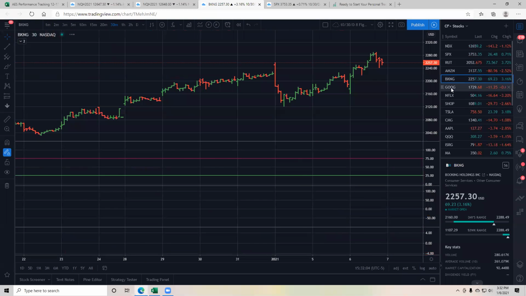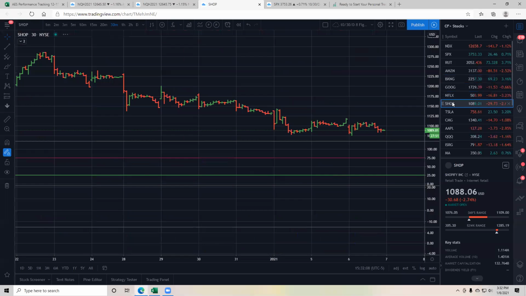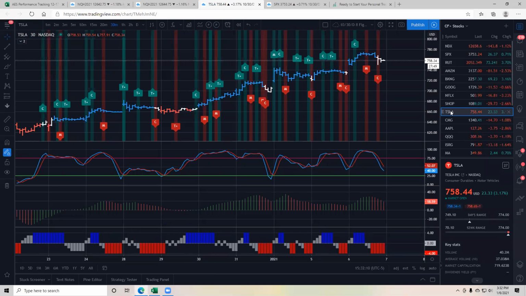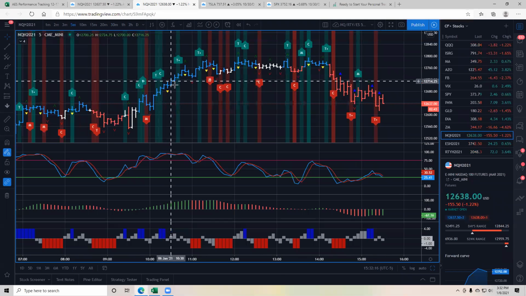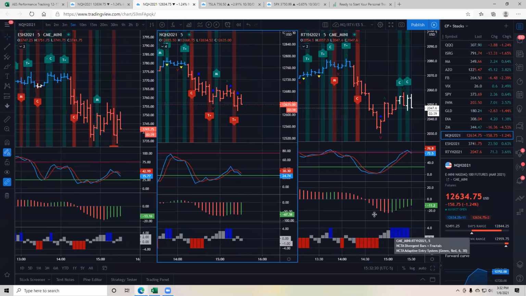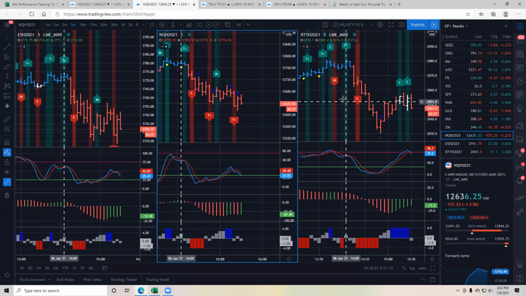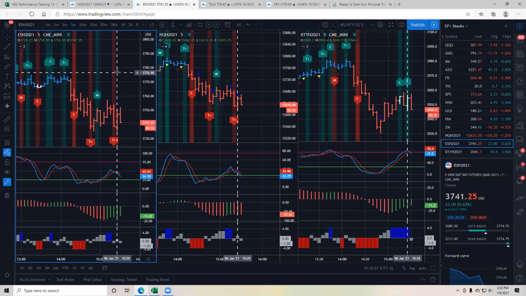We look at Booking, we look at Google, we look at Netflix, we look at Shopify, we look at Tesla, and it applies to any of these stocks. And then it applies to the NASDAQ 100 futures, like I mentioned, and we can also trade the Russell 2000 futures with the same signals, and we can trade the S&P 500 futures.